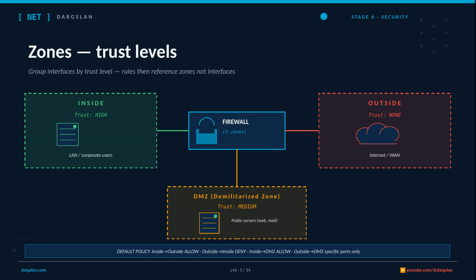Now, once you have a stateful firewall, you need a clean way to organize what it's protecting. And that's where zones come in. Instead of writing rules against individual interfaces, you group interfaces by trust level. The classic design has three: inside, your corporate LAN, fully trusted; outside, the internet, trusted with nothing; and the DMZ in the middle, where public-facing servers like web and mail live. The default policy then writes itself. Inside can reach out freely, outside is denied by default, and the DMZ is reachable from the internet only on the specific ports those services actually need.